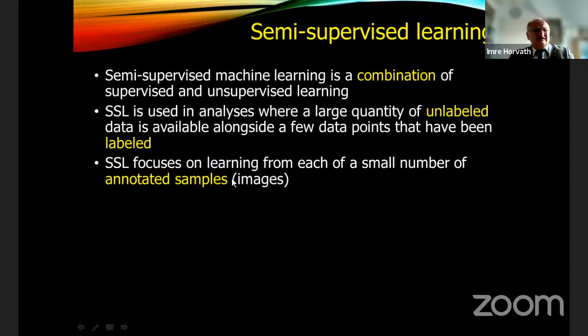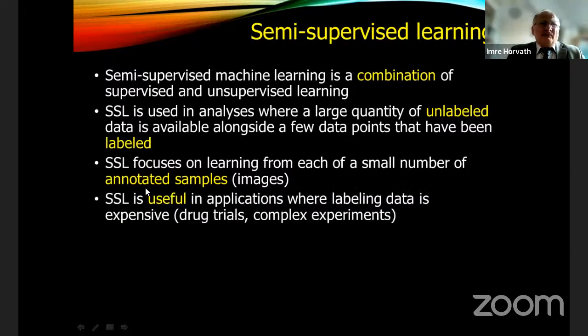It can, for instance, be applied to image processing, where the basis is an image. The starting labeled data sets are used for tentative sorting of the non-labeled data sets, and in this way, all the data which are available are allocated to clusters. Semi-supervised learning is useful in applications where labeling data is limited or expensive, for instance, in drug trials and complex experiments.